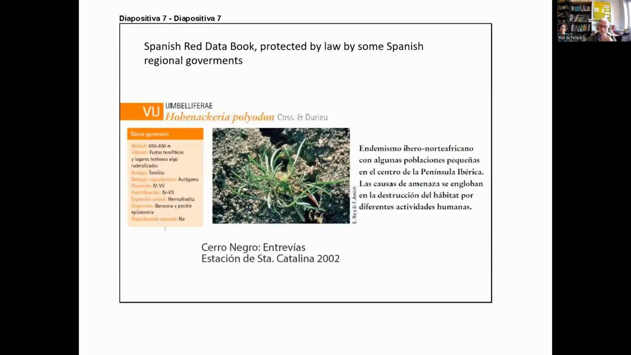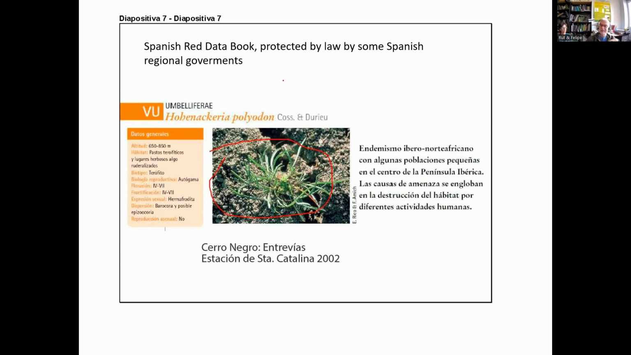And we are going to talk about some examples that we know here in Madrid. But for example, this little plant, which is only about 1 or 2 centimeters high, just like a thumb, used to grow in only one population here in Madrid, and it's also growing in 4 or 5 other localities in central Spain, and that's it.